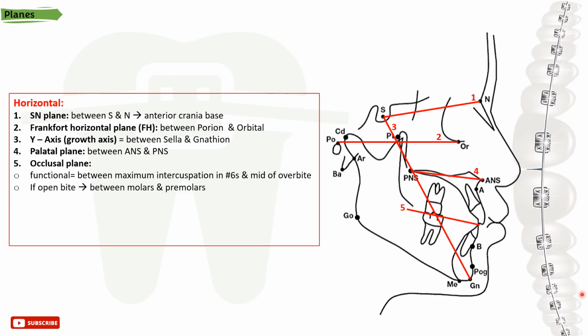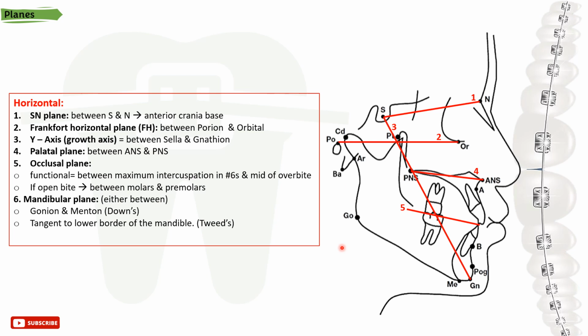Finally, the mandibular plane. There are different types of analysis. We are going to discuss them at the end of the tutorial. In each one, it extends between two different points. So, for example, in Downs' analysis, the mandibular plane is considered to be extending between the gonion and the menton. In Tweed's analysis, however, the mandibular plane is a tangent to the lower border of the mandible. And in Steiner's analysis, the mandibular plane extends between gonion and gnathion.